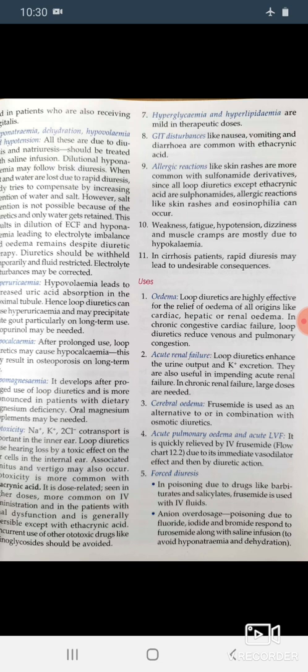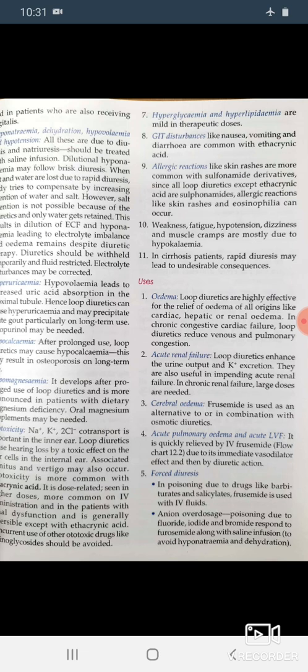The second use is acute renal failure. Loop diuretics enhance the urine output and potassium excretion, and they are also useful in impeding acute renal failure. What do you mean by acute renal failure? Renal failure is when the kidney fails to excrete substances, and acute means for a short time. Whenever these drugs increase the excretion through the kidney, the body's excretion becomes normal. But if it is chronic, then larger doses of loop diuretics are required, or it may not be cleared by these loop diuretics. So only in acute renal failure can these drugs be useful.